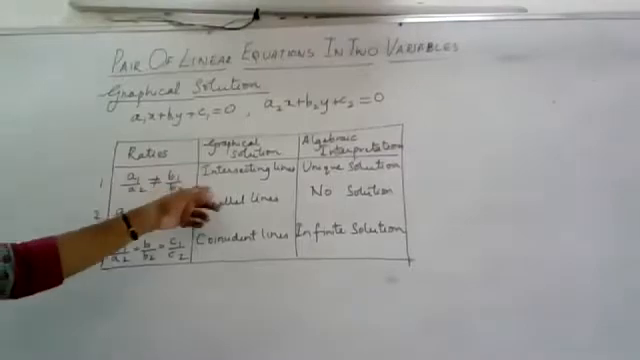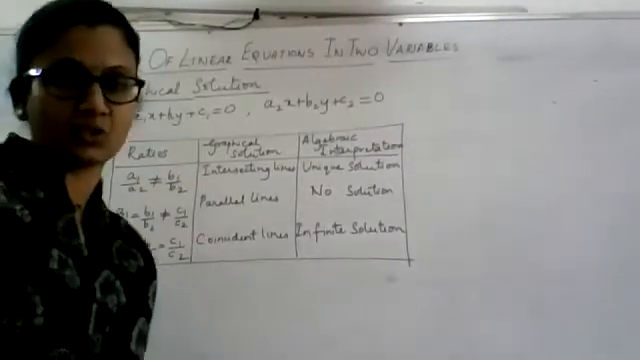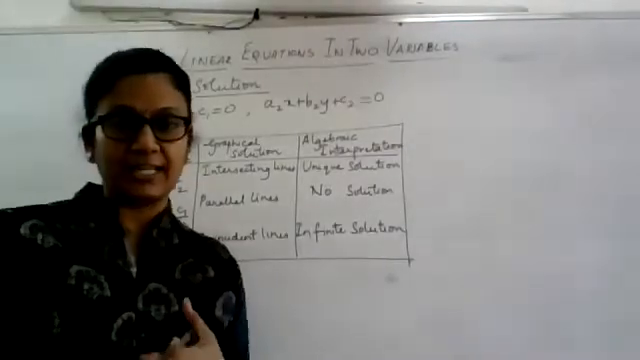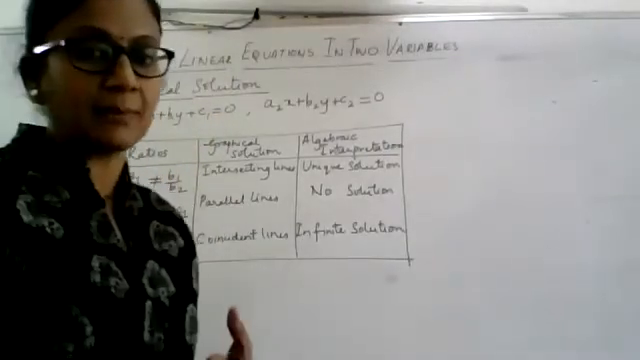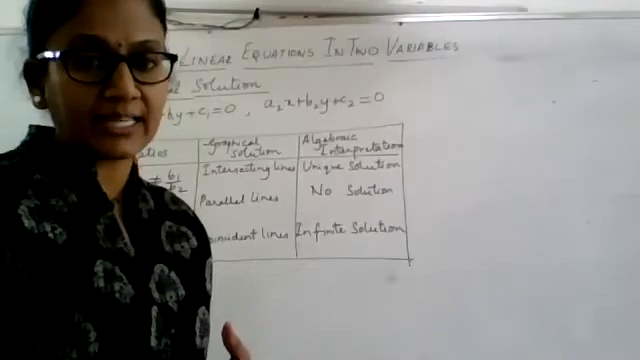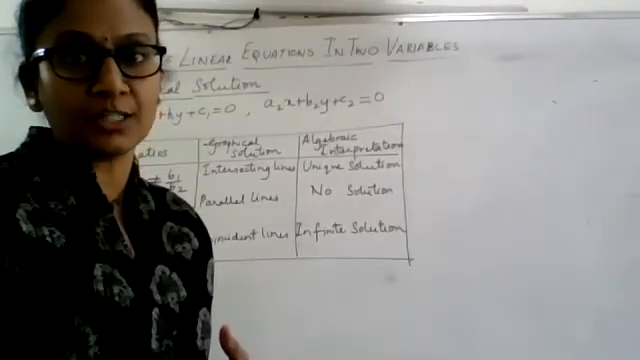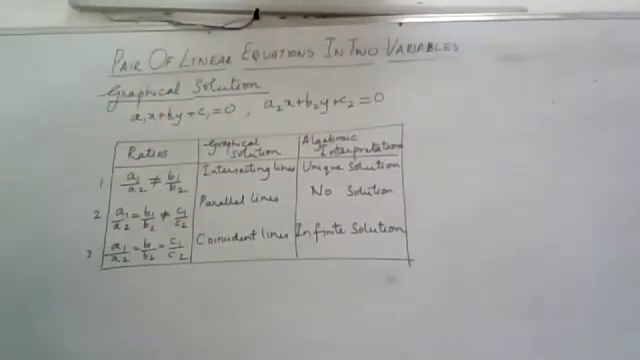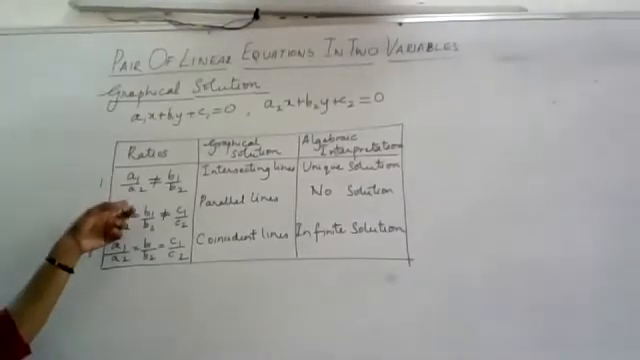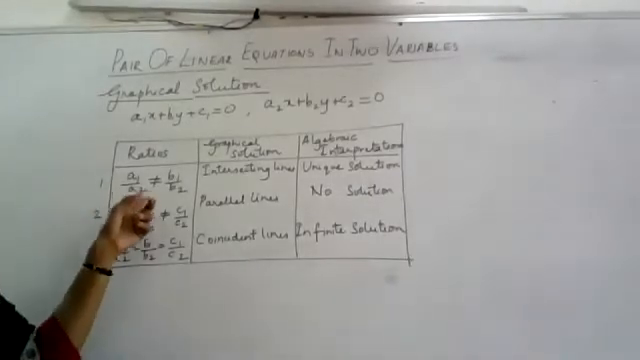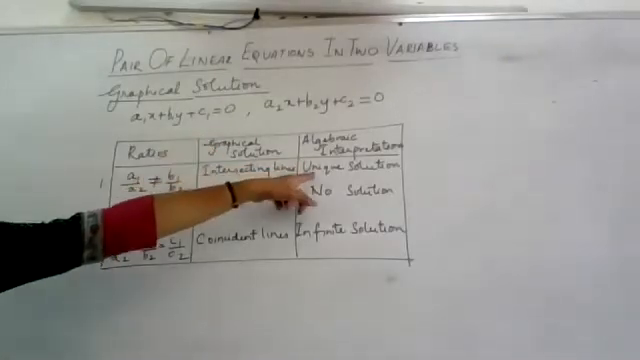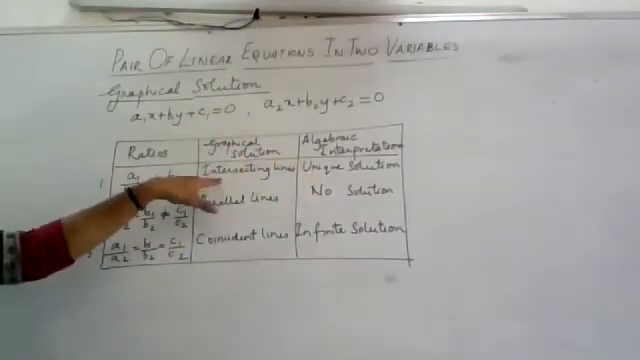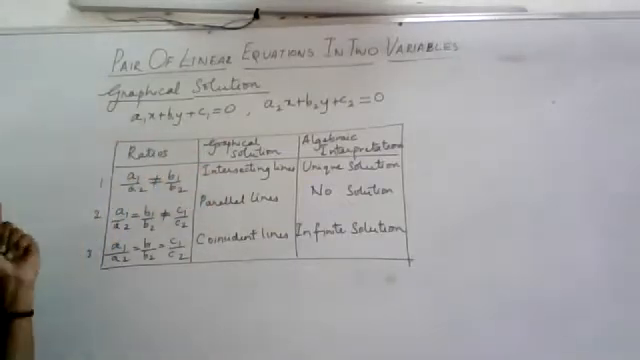When I'm saying intersecting lines, it is very much understood that the two straight lines will meet in a single point. And if they meet at a single point, it means that there can be only one solution for the given set of equations. So that was the first condition. Once you see that a1 by a2 is not equal to b1 by b2, then I'm going to get a unique solution, and the lines will be intersecting at a single point.